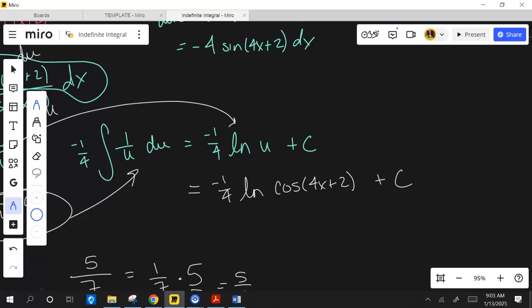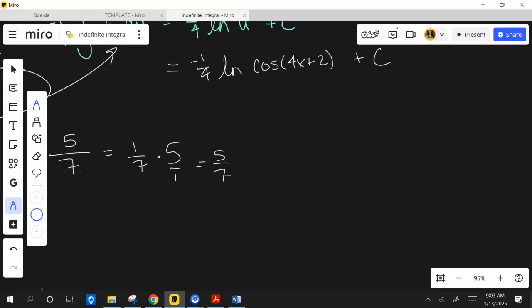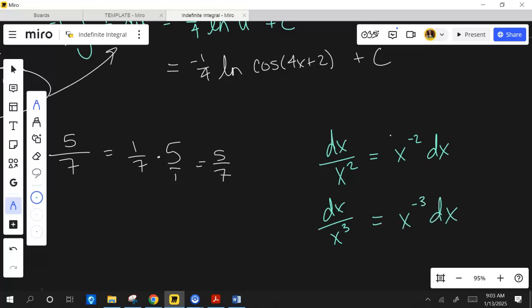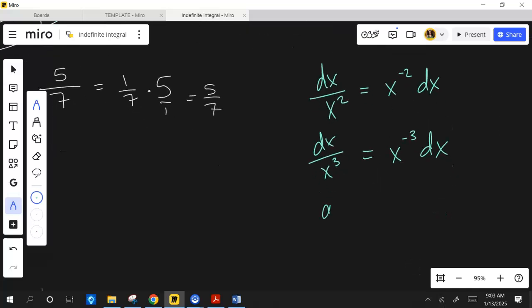Okay. Let me just show you these couple little things because we got caught up on things. If I have dx over x squared, do you agree that I could write that as x to the negative 2 dx? And if I have dx over x cubed, it's x to the negative 3 dx. But if I have dx over x, then that is x to the negative 1 dx. Agreed?